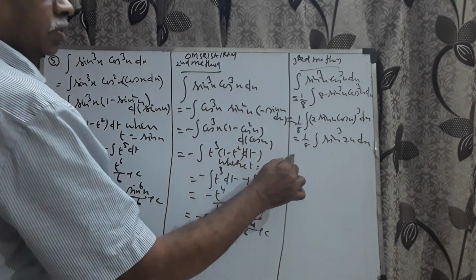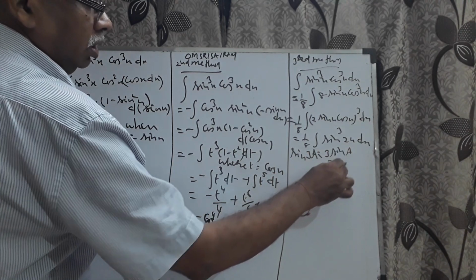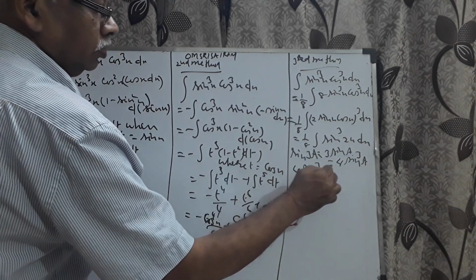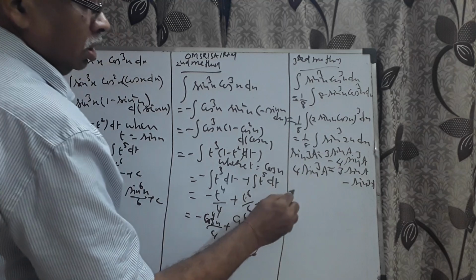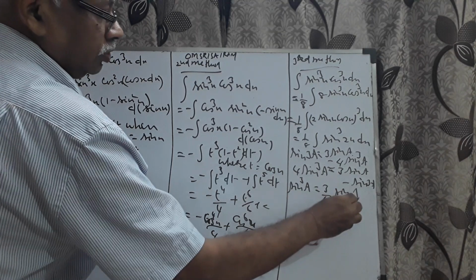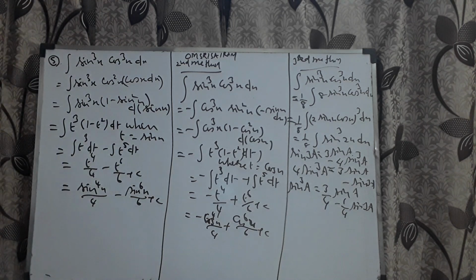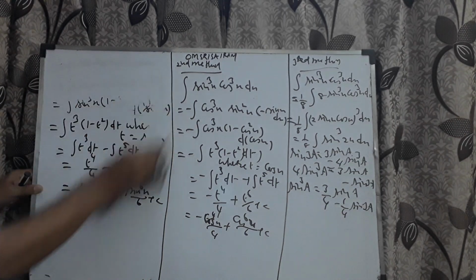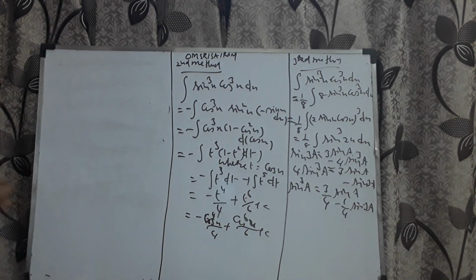Now let me just recall the formula of sin 3A, which is 3 sin A minus 4 sin cube A. Therefore, 4 sin cube A becomes 3 sin A minus sin 3A. Therefore, sin cube A automatically becomes 3 by 4 sin A minus 1 by 4 sin 3A. Let me just continue here. I'll rub this side. Because the space is not enough over there, let me just continue here.